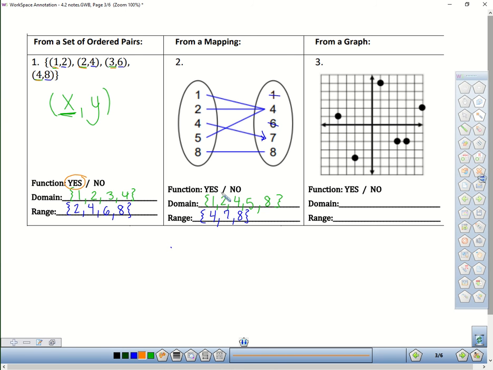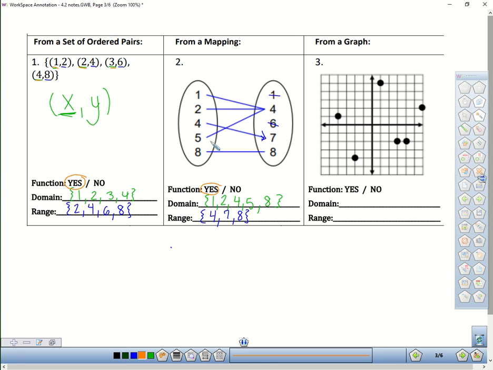Okay, so now let's determine if it's a function. In a mapping situation, it's a function as long as there's only one arrow leaving from each x. What do you guys think? Is there only one arrow leaving from each x here? Yes. See how there's no x where there's more than one arrow leaving the x? So this is a function.